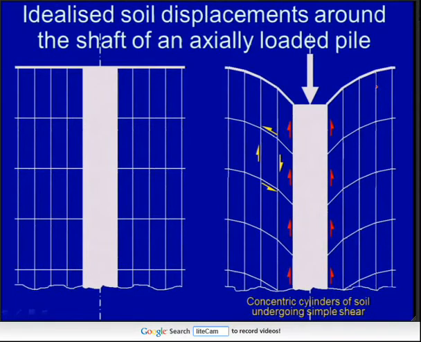If the pile were infinitely long, so we don't have a bottom and a top to it, then this is a very good description of what goes on around the shaft. It obviously breaks down slightly near the ends, and at the base it breaks down slightly, but over a long pile it's a very good description. OK, next thing we need to look at is what's going on under the base of a pile.